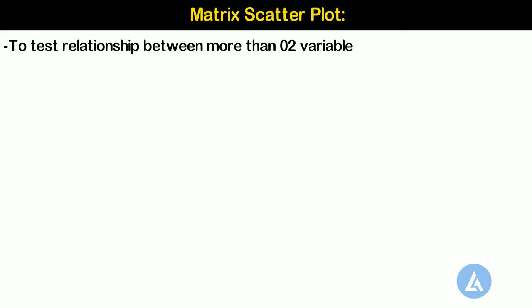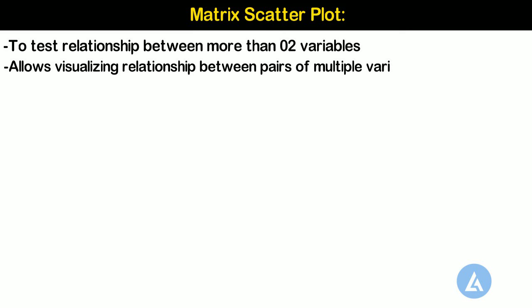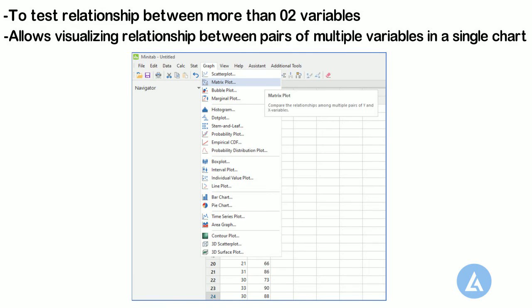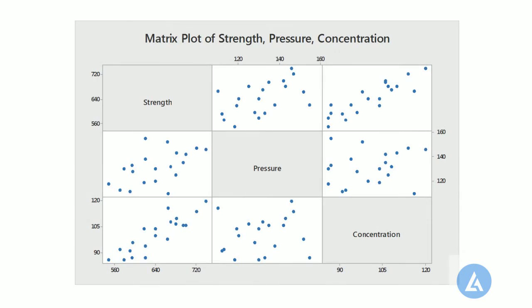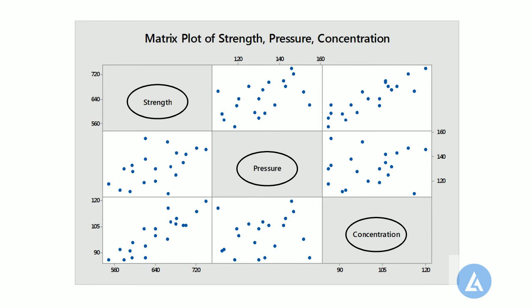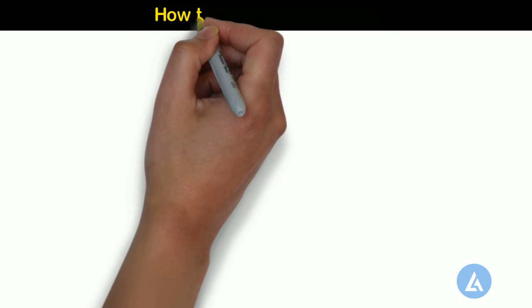Matrix scatter plot. This graph is used to test the relationship between more than two variables. Many software supports matrix scatter plot, which allows visualizing the relationship between pairs of multiple variables, in a single chart. In Minitab, the procedure for drawing matrix scatter plot is similar to scatter plot. The only change is, you have to select the matrix plot option instead of a scatter plot. Let's now consider three variables to see the relationship between them, that is, strength, pressure, and concentration. By selecting an option of matrix scatter plot, we can easily see the relationship between strength, pressure, and concentration. In the first column of the matrix scatter plot, we can see the relationship between strength versus pressure, and strength versus concentration. How to read the scatter plot?